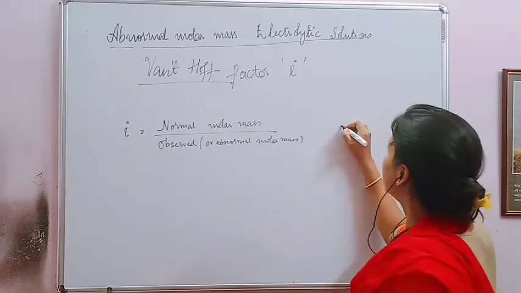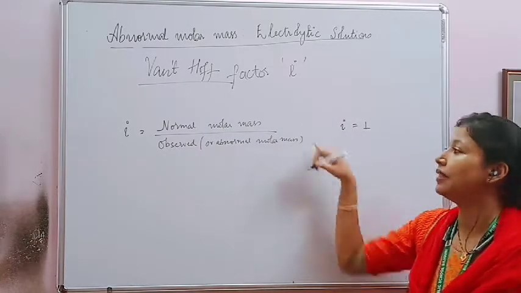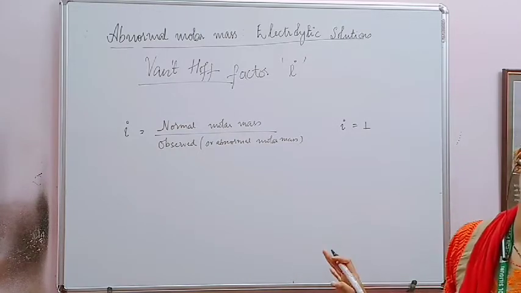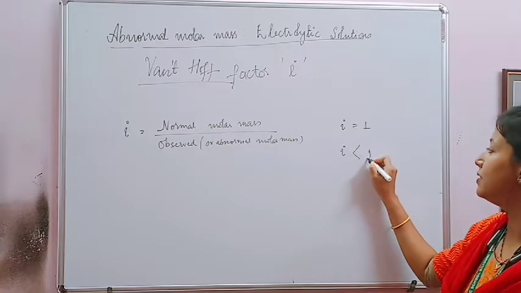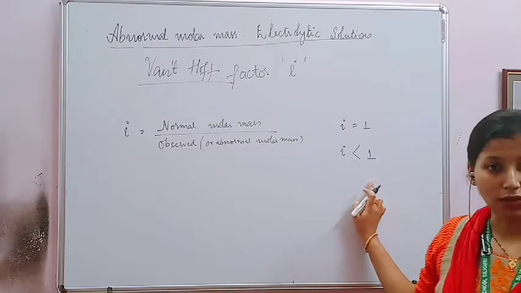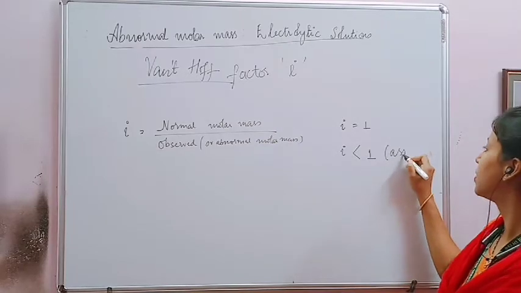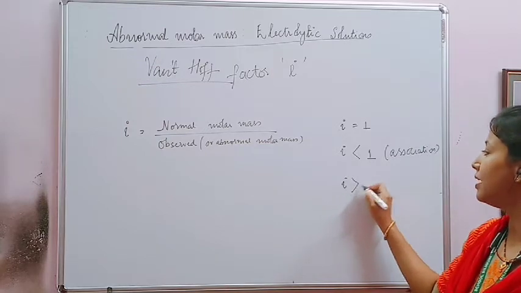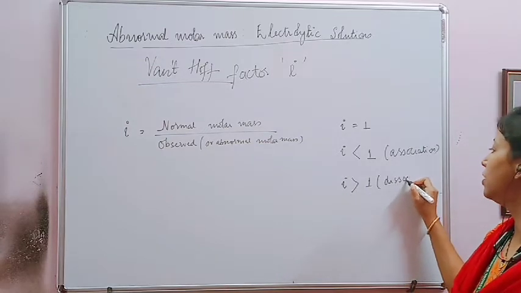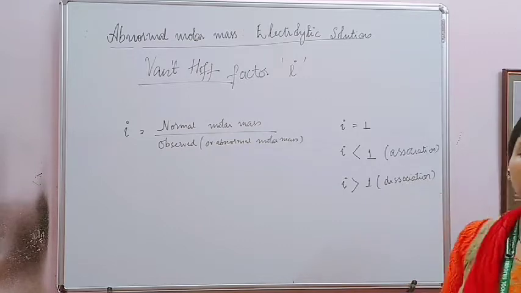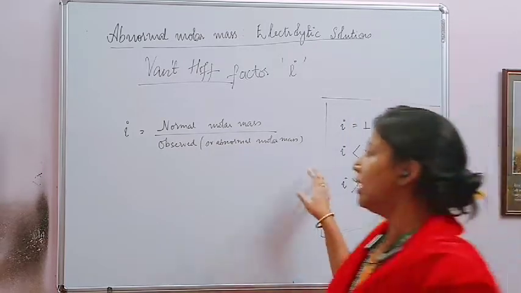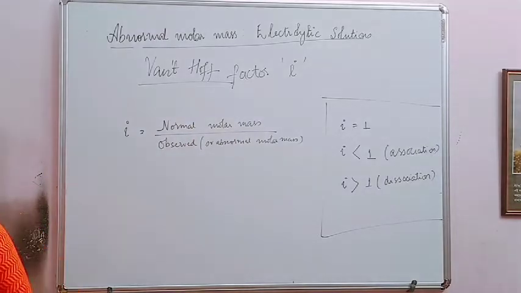Now, in case i is equal to 1, that means your solute has not undergone association nor dissociation in solution. If i is less than 1, your solute has undergone association. Clear? If i is greater than 1, it has undergone dissociation. This you must remember. Now, this is about the Van't Hoff factor with molar mass and abnormal molar mass.